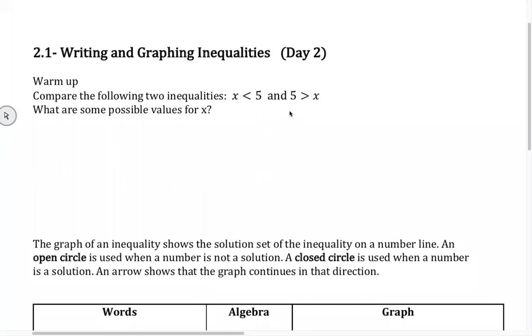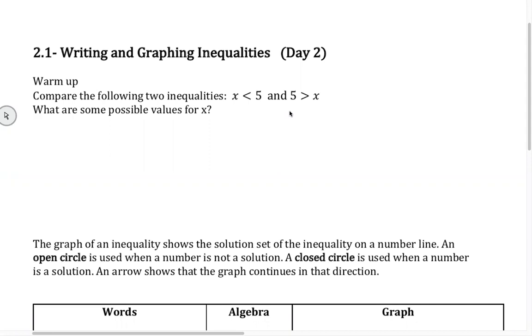All right, this is 2.1, writing and graphing inequalities. So this is, I guess, day 2. It says compare the following graphs. This was the last question we had yesterday. It said, what are some possible values for x? It said x is less than 5 and 5 is greater than x.